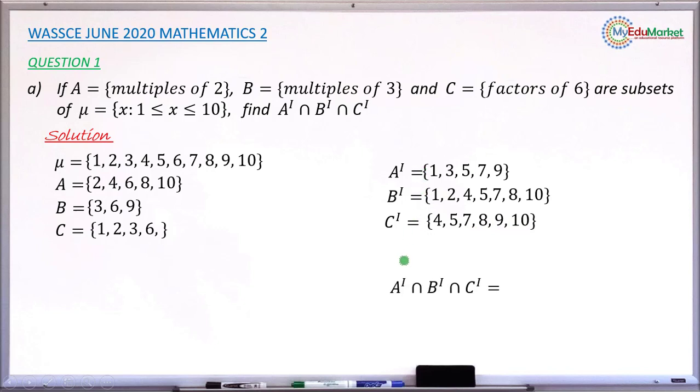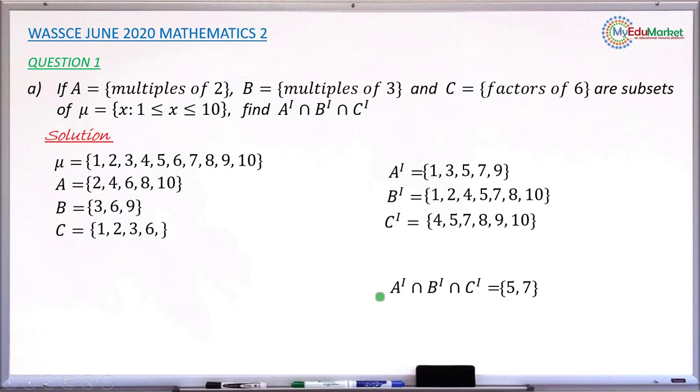Intersection, remember, is referring to the common elements between the three sets. Between A complement, B complement, and C complement, what are the common elements? If you check critically, you have 5, 5, 5. You have 5 common to the three sets. You also have 7, 7, 7 in the three sets. So 7 is common to the three sets and 5 is common to the three sets. So these are the only elements inside A complement intersect B complement intersect C complement. So you now write 5 and 7, and that answers the question.